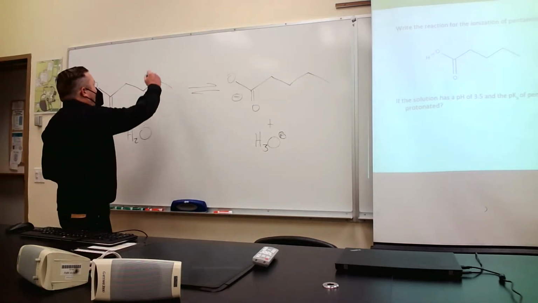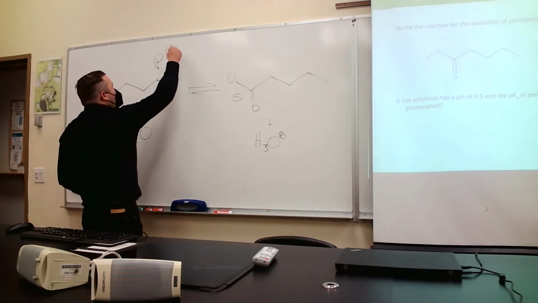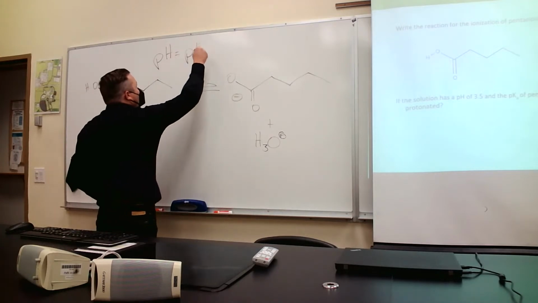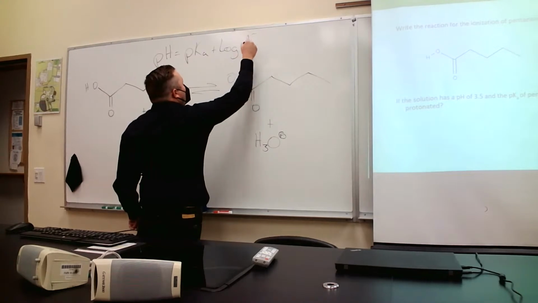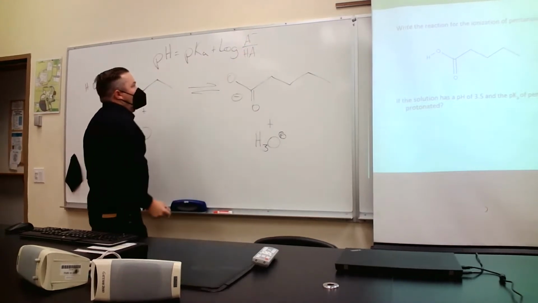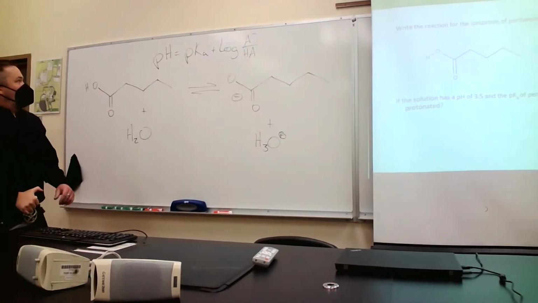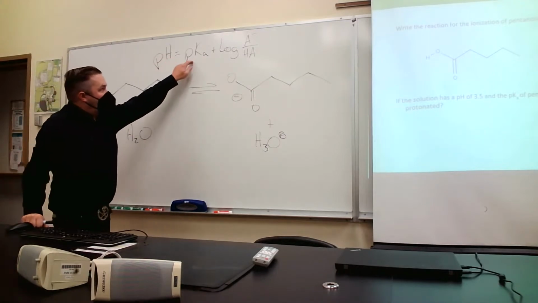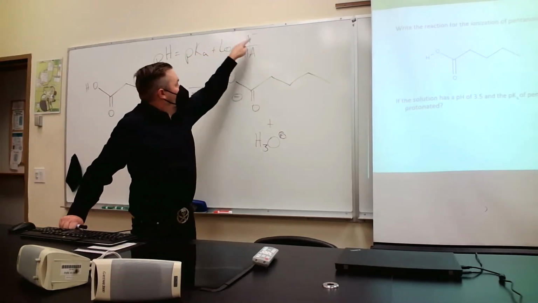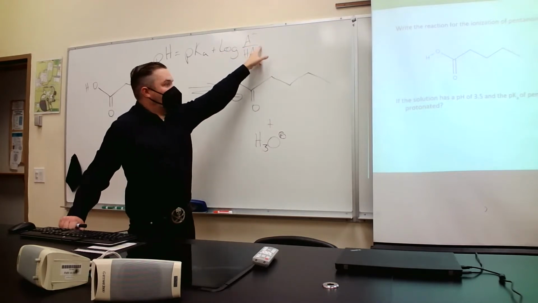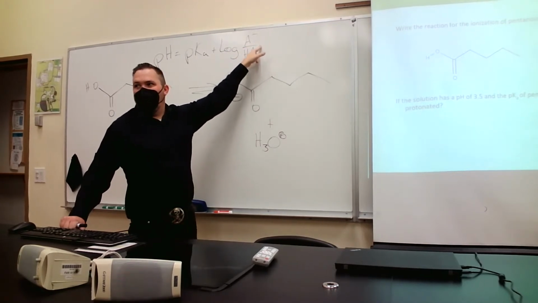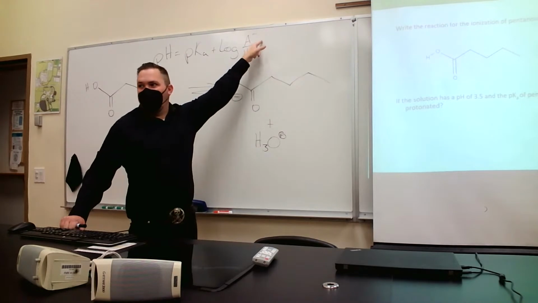If you like thinking about it just from the mathematical point of view, you can always just come back to this. Right, if your pH is less than pKa, that means this whole term must be less than 0, which means this fraction has to be less than 1. In other words, the bottom has to be bigger than the top.